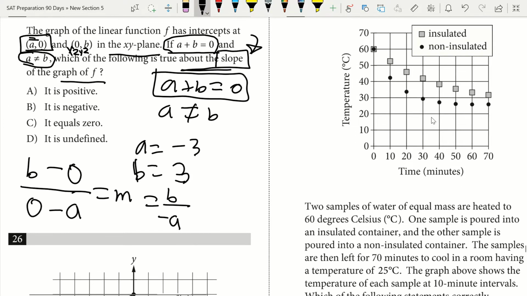Okay, so at this point, we can just go ahead and plug in our values that we just determined, right? We made up some numbers just to make it easier on us. So we plug in b, we know b is 3, all over negative 3. We know negative 3 makes a positive 3, which is 3 over 3, which means that's equal to 1, which is a positive. Okay, so we know the answer there is going to be A.